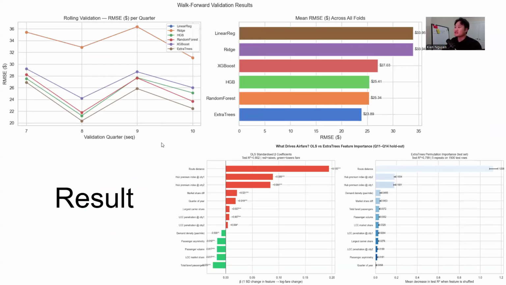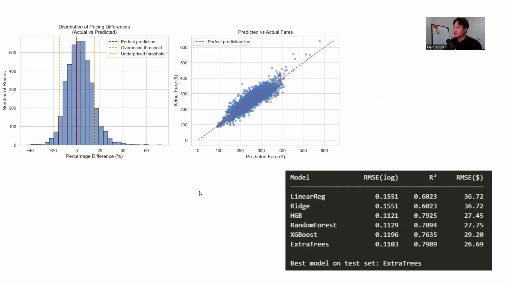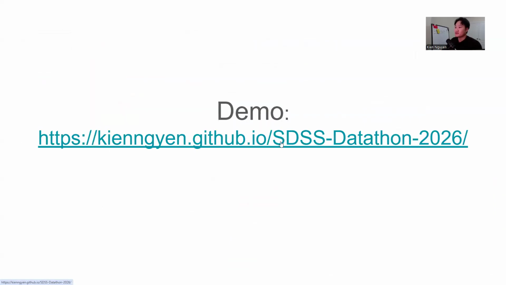As for the results, we can see that the three models perform relatively well compared to linear regression, perhaps because the data is nonlinear. On the bottom side, we can also see that the route distance and hub premium index for both city 1 and city 2 are the most important features to map out the variations of the models. Here's another look at some metrics of the models. You can see the extra trees model performs relatively well, at roughly 0.8 R squared. And now let's go to the demo.